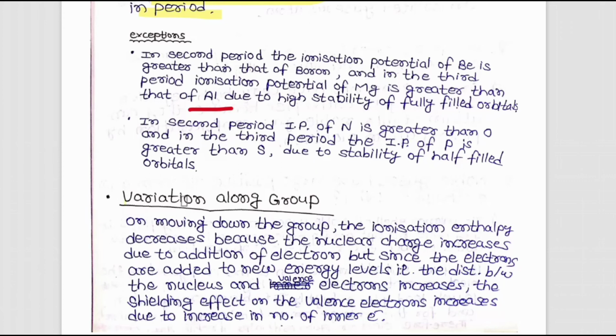Now, let us come to variation along a group. On moving down the group, the ionization enthalpy decreases because the nuclear charge increases due to the addition of electrons. But since the electrons are added to a new energy level, the distance between the nucleus and the valence electron increases, and the shielding effect on the valence electron increases, due to the increase in the number of inner electrons.